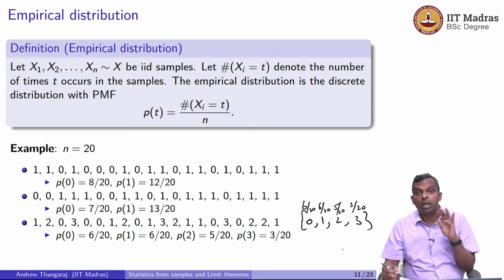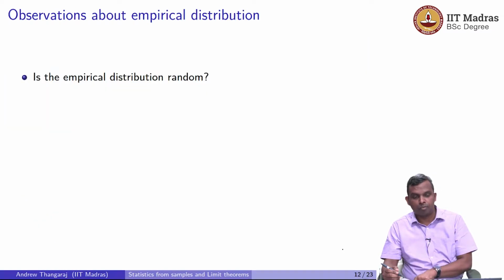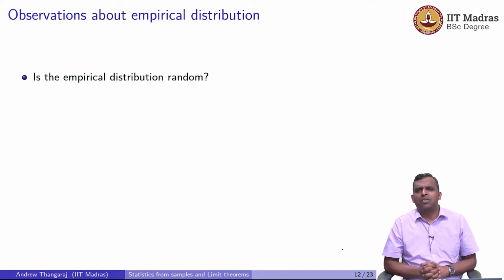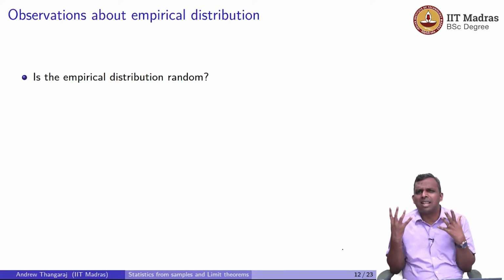So from any sample, you can compute the empirical distribution. Is that okay? Hopefully this is clear. It's a simple enough process. Okay. So, a few observations. These are the things where people get a little confused. So, what is this empirical distribution?